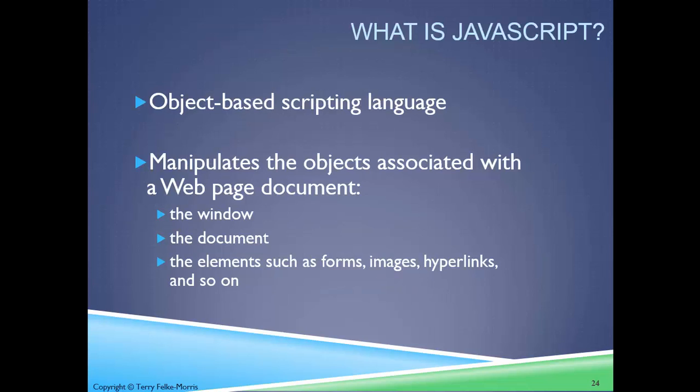Unlike Java, which is an object-oriented programming language, you've got JavaScript, which we're going to be talking about in Chapter 14 of the book. Whereas Java is an object-oriented programming language, meaning you have to use objects in everything you do, JavaScript is what's known as an object-based programming language. What that means is that you do have object-oriented available to you. You can write object-oriented JavaScript, but you don't have to. JavaScript, as it says there, manipulates objects associated with a web page document, like a window object, a document object, and there's a lot more.